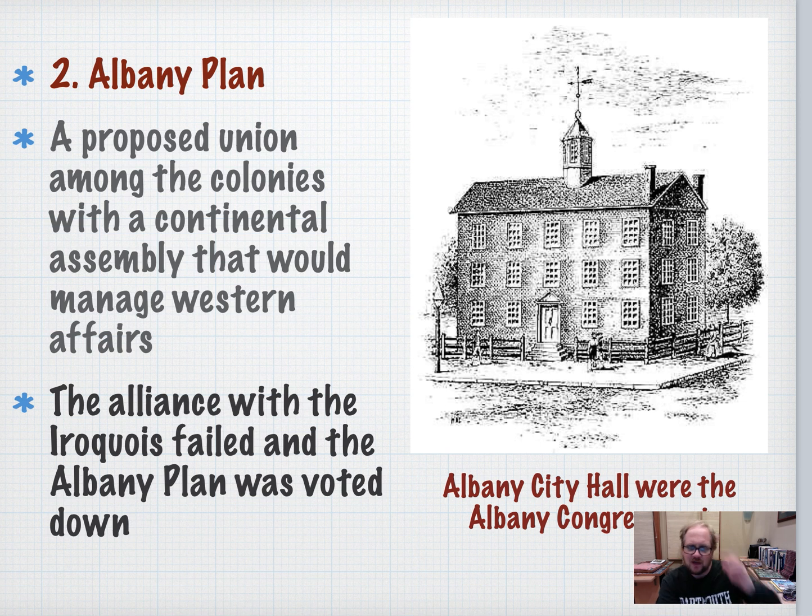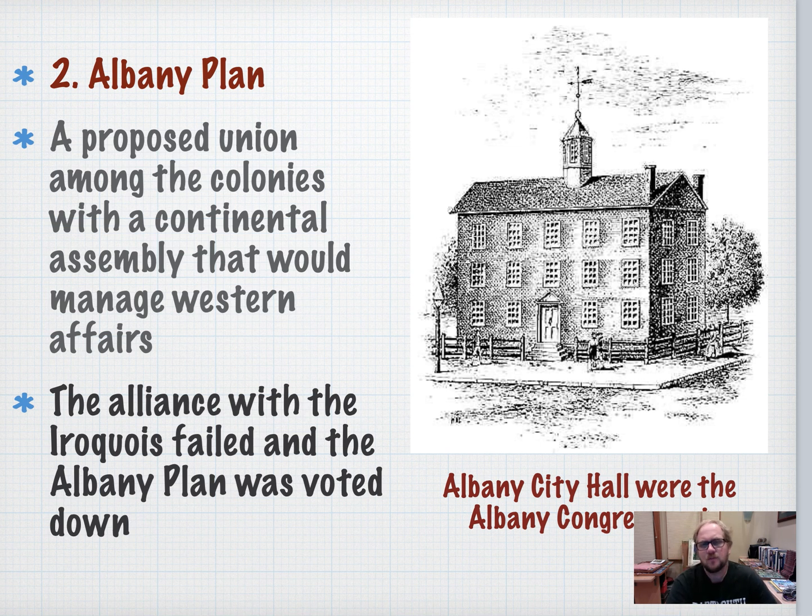So make sure you know this Congress will eventually lead to a plan, and this plan is going to fail. Basically they met in upstate New York, in Albany, New York, and the plan was, again, to propose this union of colonies along with an alliance with the Iroquois. Both parts of the plan failed. They both were voted down.